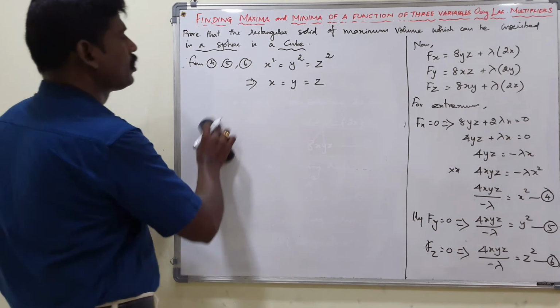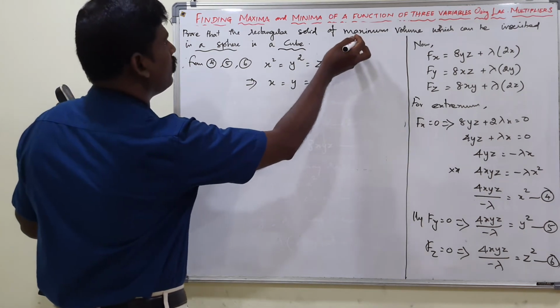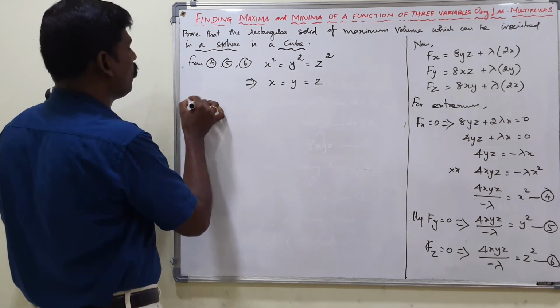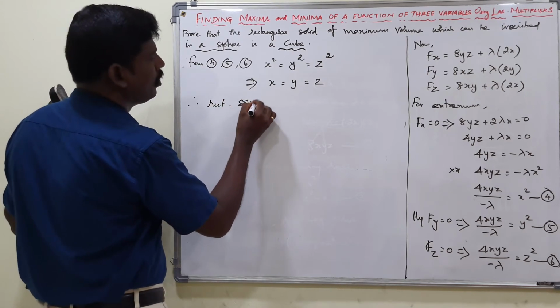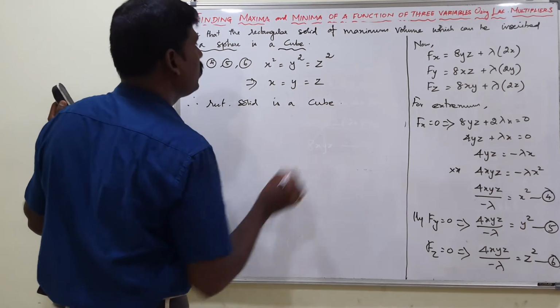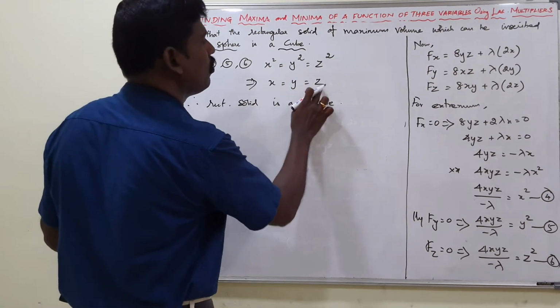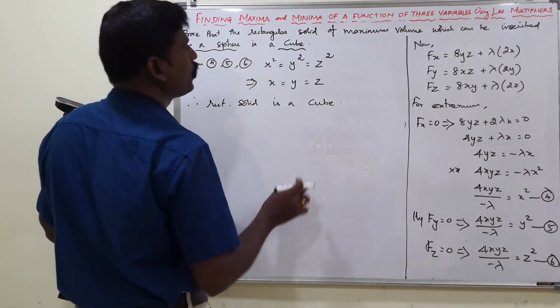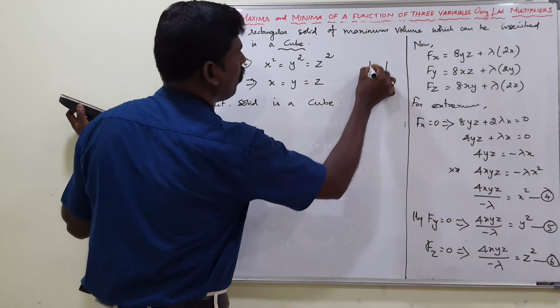Right? Therefore, x, y, z are equal. Therefore, the rectangular solid becomes a cube. Therefore, the rectangular solid is a cube. Right? We proved it. All the dimensions are equal. Length is equal to breadth is equal to height. Therefore, it's a cube, isn't it? All are equal, then it becomes a cube.